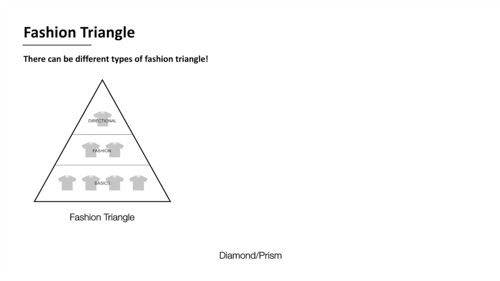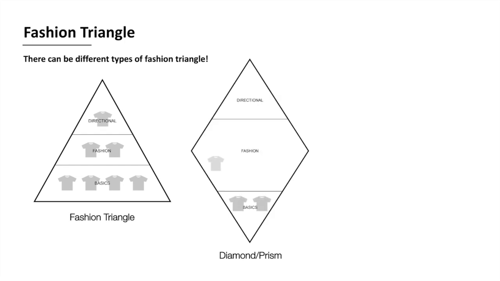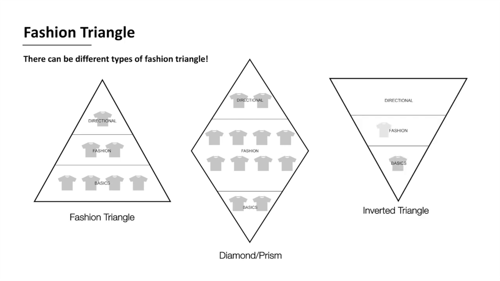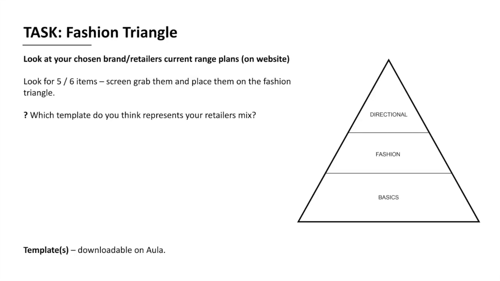But there are also different types of triangle. There's the fashion triangle that we've just looked at. Some brands and retailers also use the diamond or the prism, where they have the majority of fashion items and a little bit of direction or basics. And then there's sometimes the inverted triangle, where there can be mainly direction, some fashion, and some basics. So it can change depending on the retailer. These are the different types of fashion triangles. Most retailers tend to typically have the one on the left.